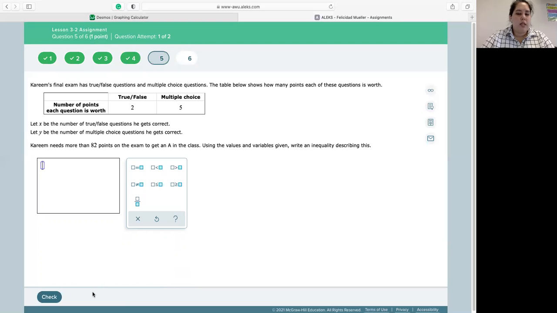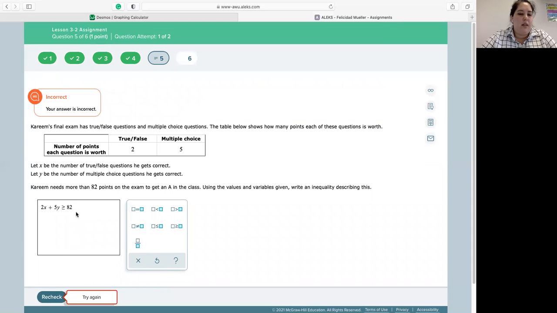So true, false is worth 2 points, and that is X. If we add that to the 5 points per multiple choice, we will get his score, and we want that to be greater than or equal to 82. I had a feeling that was going to be the case. I have a feeling they want 82 over here. And there's also an upper region, since he can only get 100, is my guess.